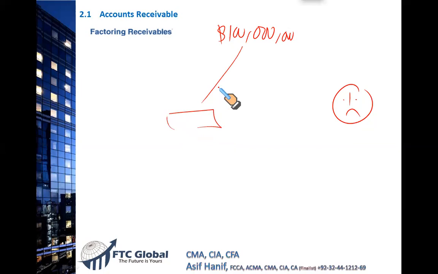There is another way. We might sell our customers to someone else who can collect from the customer himself. This is called factoring. This is a topic that is discussed in CMA Part 2, Corporate Finance.